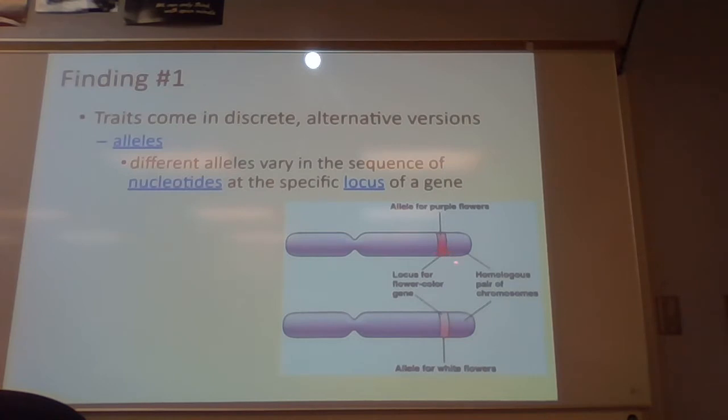But we still find them in the same location on homologous chromosomes. The term for that location is the same locus. So if we were to measure out the length of this chromosome, these alleles would be at the same location on each homologous chromosome.